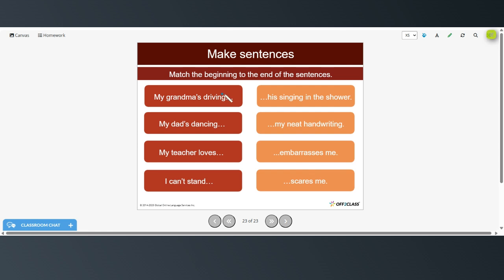My grandma's driving scares me. My dad's dancing embarrasses me. My teacher loves my neat handwriting, and I can't stand his singing in the shower.